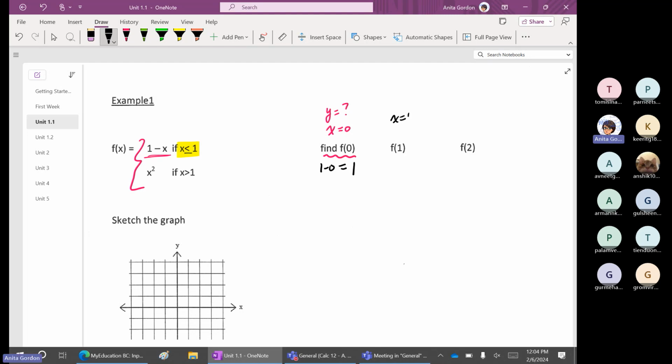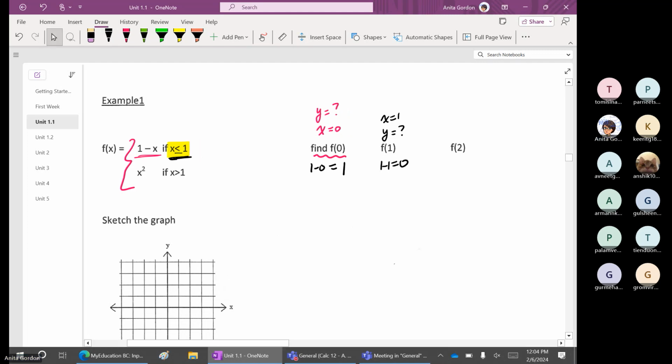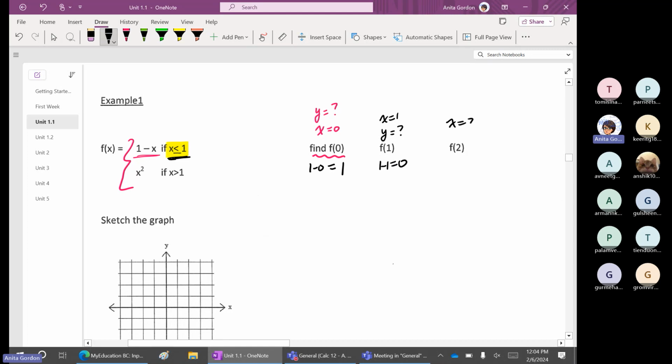If x equals 1, what is y? So looking here, equal to or less than 1, so this would be 1 minus 1 equals 0. And then if x equals 2, we now have to use the x squared function. So this would be 2 squared, which equals 4. Okay, so we're looking at the restrictions of the function, and depending on where x lies, you have to use a different formula to find the y value.